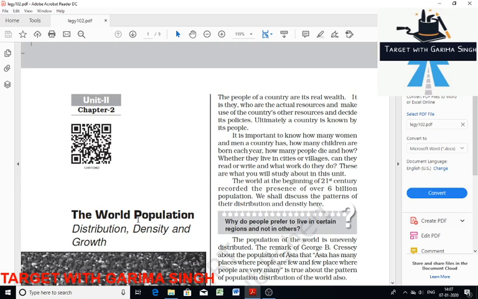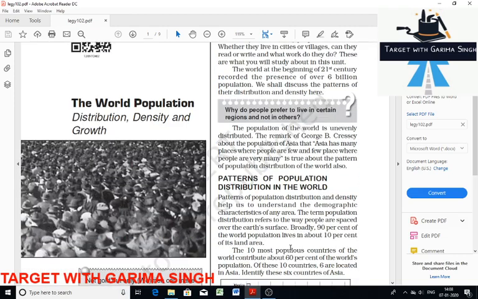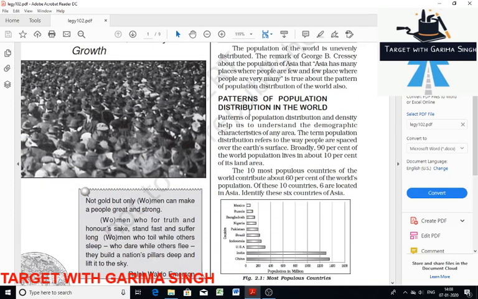Population distribution means arrangement, distribution of people over the earth's surface, how they are distributed. People are not evenly distributed because 90% of the world population lives in about 10% of its land area. Then the 10 most populous countries of the world contribute about 60% of the world population. Out of these 10, 6 populous countries are located in Asia. So this was the pattern of population distribution in the world.